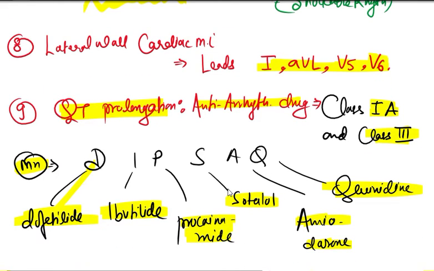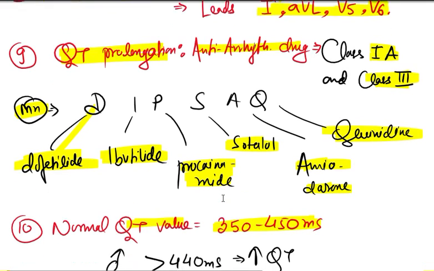Next one, lateral wall MI, lateral wall cardiac MI. In which leads will this be seen? 1, aVL, 5 and 6, V5 and V6.